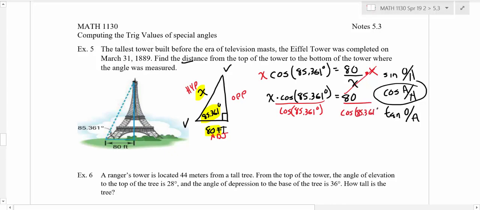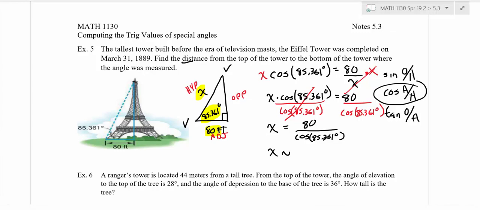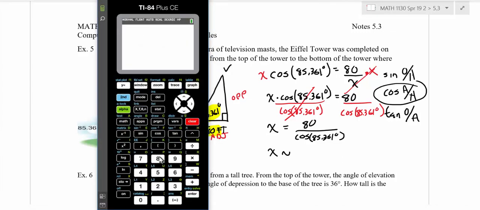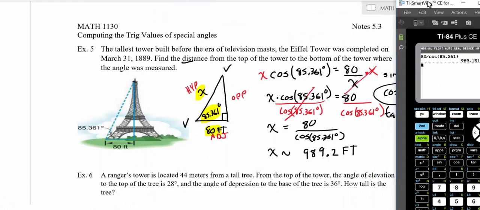And these problems a lot of times are easy enough that you can rearrange the equation in your head. So ultimately you would have x is equal to 80 over the cosine of 85.361 degrees. And then we would just finish up by going straight to our calculator. All right, so let's go ahead and do that. We just do 80 divided by cosine 85.361 degrees. And then we can round that off. I'll just round off to 1 decimal, so that's 989.2 feet. Okay. All right, so that's how that would go.